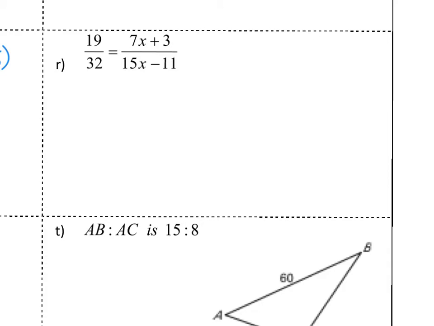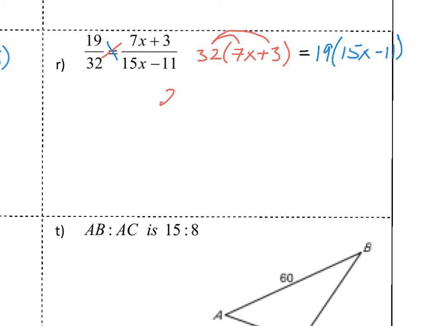For the next problem, once again, write it all out. It's going to make it a lot easier. So I'm going to do 32 times 7x plus 3. It's definitely going to give me some large numbers. On the other side, I'm going to have 19 on the outside times 15x minus 11. So once I go through and distribute on the left-hand side, I'm going to end up with 224x plus 96.